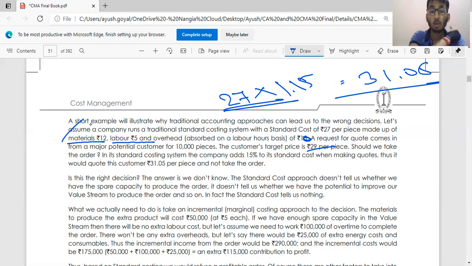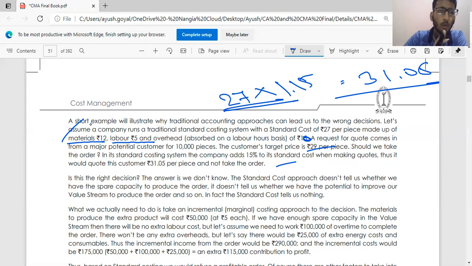Now, since we got an order of 10,000 units, and this is a one-time order only, we just need to decide whether to accept or reject it. If we allocate that 3,000 rupees of depreciation over those 10,000 units as well, it would be wrong in decision making. Why would it be wrong? We'll see this in the decision making concept, and this is what is written here.